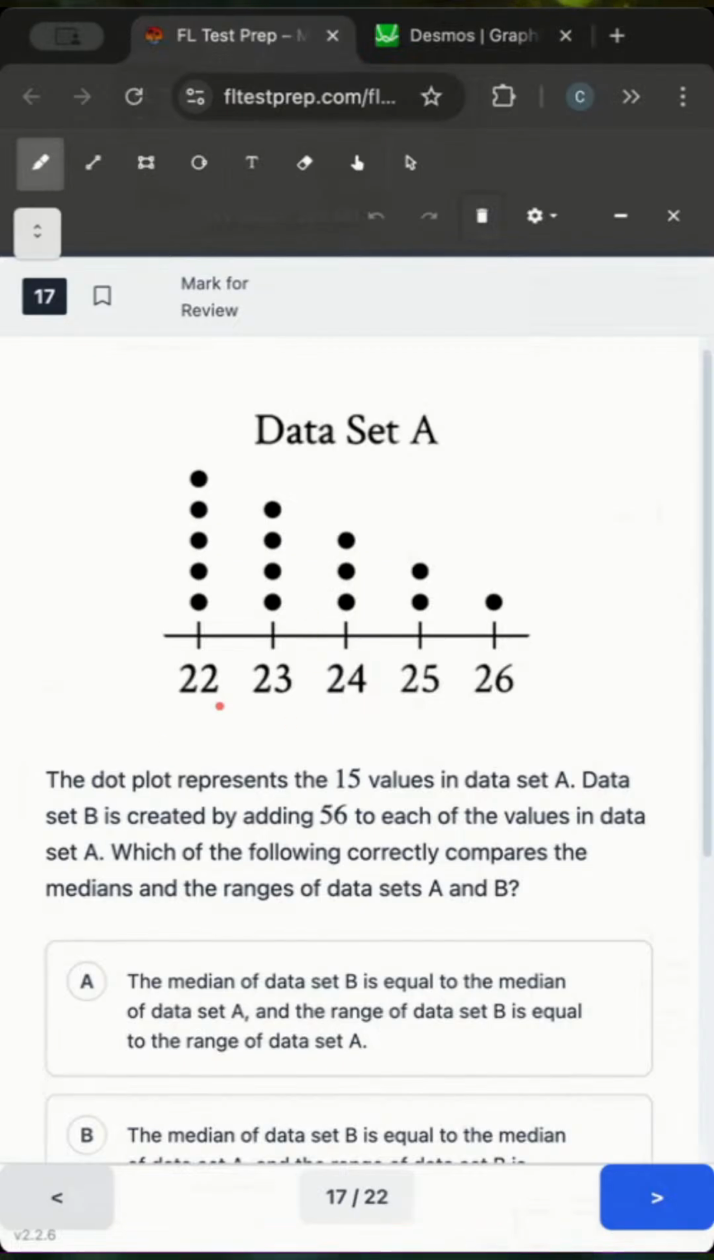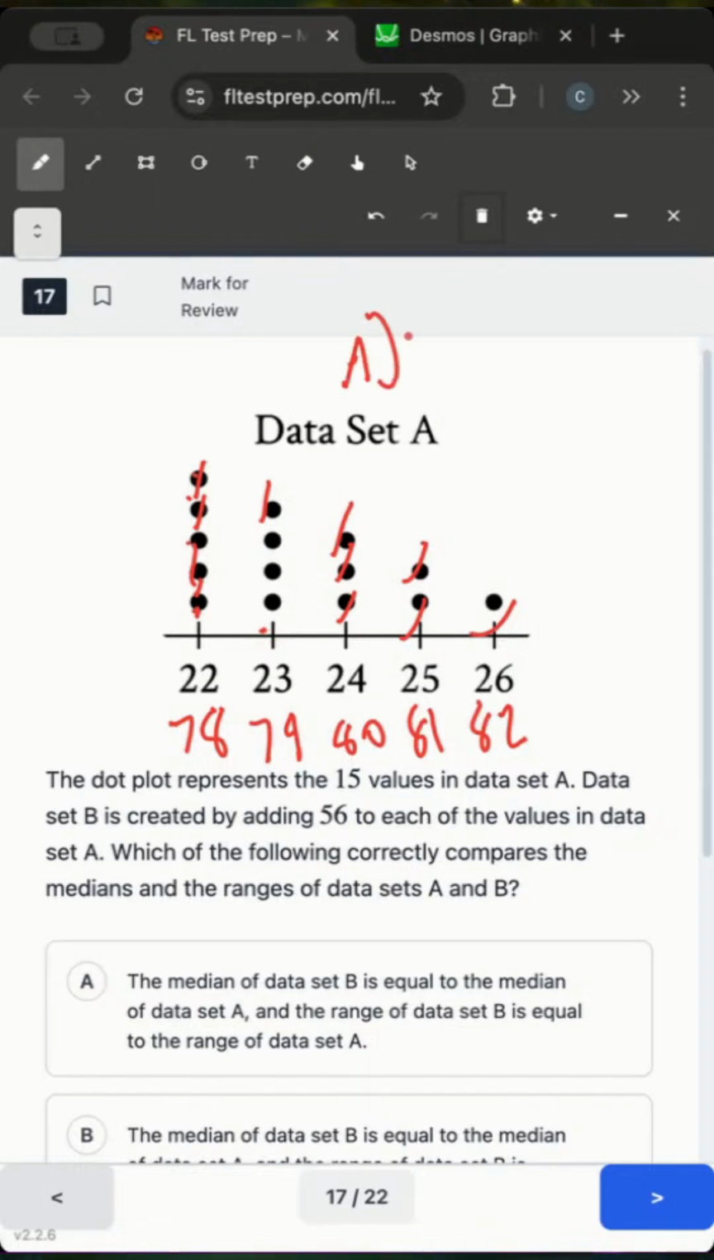So really what's going on here is this 22 is increasing by 56, meaning that it's going to be 78, 79, 80, 81, 82. So how does this change my median? Let's start with that first. Well, if I count outside in, the median won't change itself. It'll still be 1, 2, 3, 4, 5, 6. So 1, 2, 3, 4, 5. 1, 2, 3, 4, 5. 1, 2. So 23 is going to be the median of dataset A.